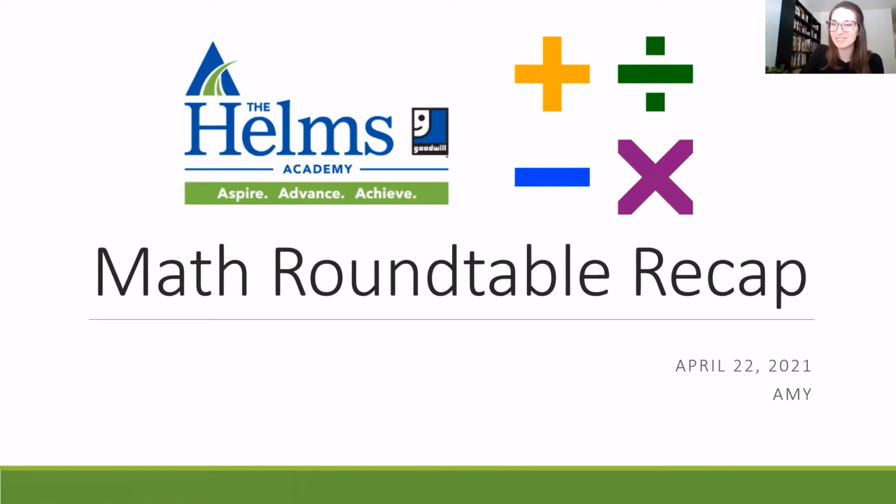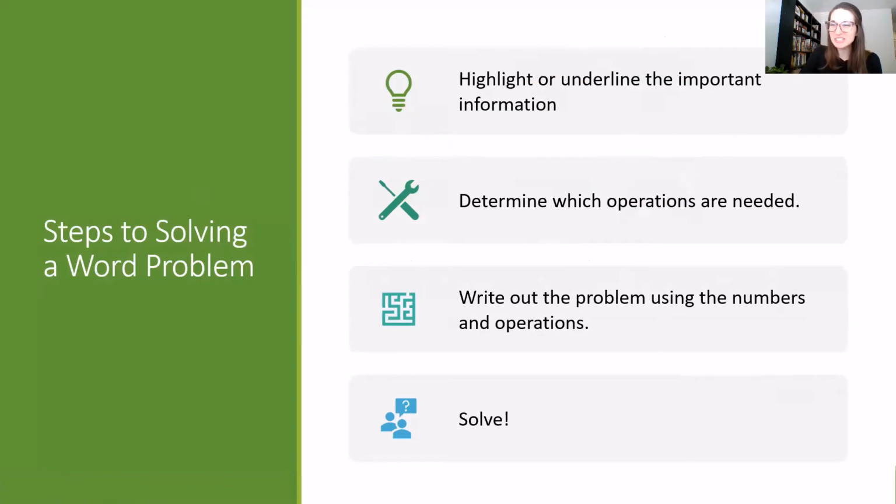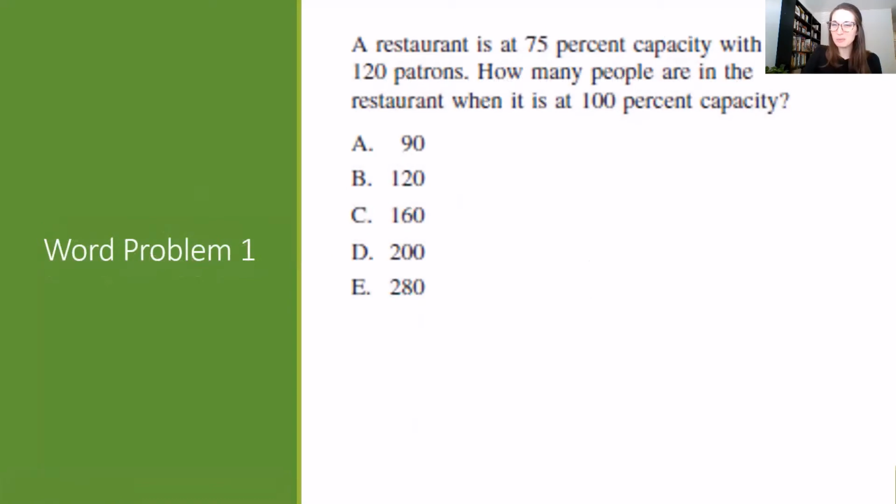22nd, 2021. So we always start with the same steps. We're going to figure out what the important information is and what they're asking us, figure out what operations we need. Do we need to add, subtract, multiply, divide? We're going to write out the problems using the numbers and operations, and then we'll solve. So let's start with word problem 1.